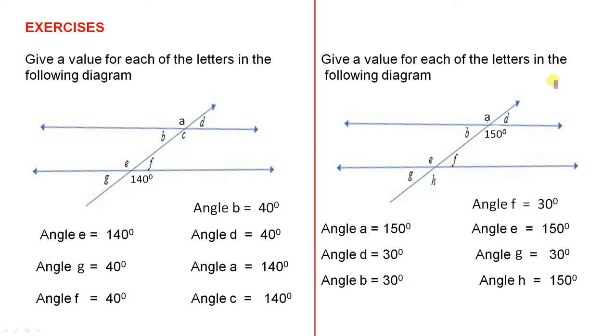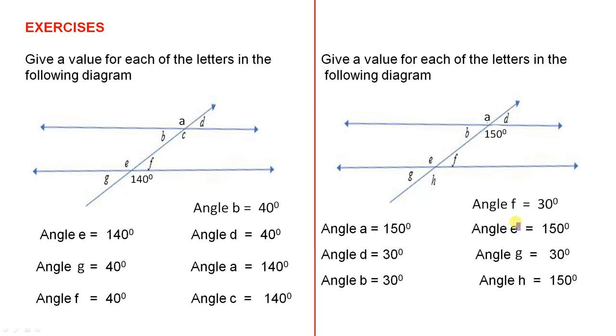And over here, give a value for each of the following letters in the following diagram. We have 150 degrees here. Angle A must be 150 because it's vertically opposite. Angle D must be 30 because 150 plus 30 is 180. And angle B must be 30, vertically opposite. Because we know all these angles now, we can work these out. Angle F equals 30. See there?